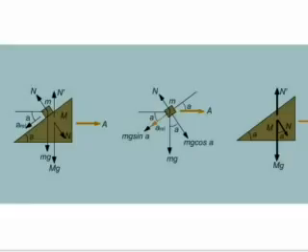Now we'll solve a problem using the concept of pseudo force. So in this problem we have a triangular wedge of mass capital M and a small block of mass small m. The small block is placed on the triangular wedge, and we need to find out the acceleration of the triangular wedge, that is capital A. So what we do is we fix our frame of reference to the triangular wedge. So this frame of reference is non-inertial because it is moving with an acceleration capital A.